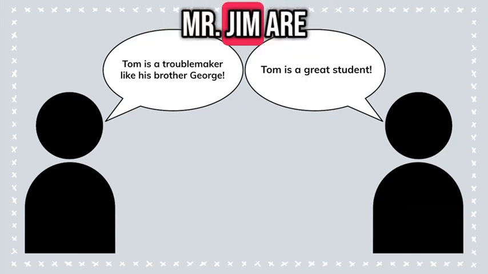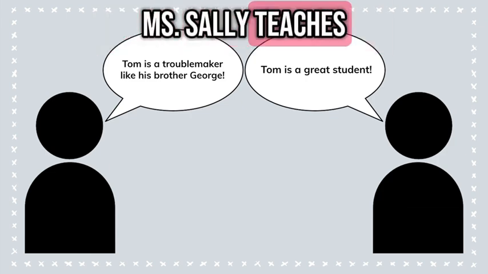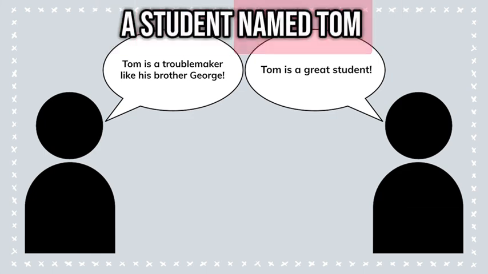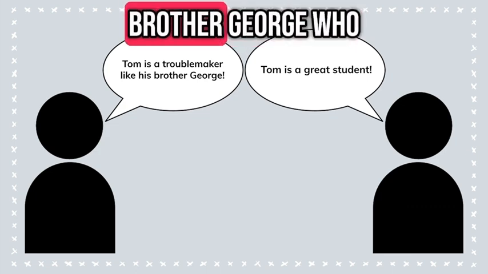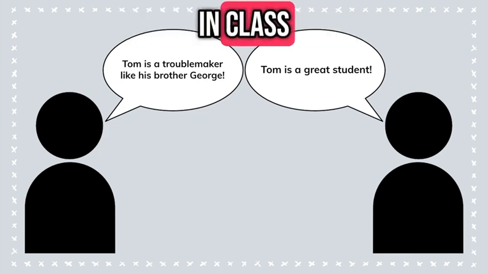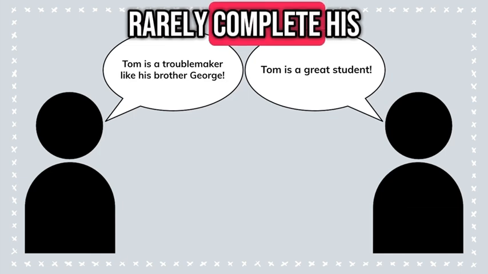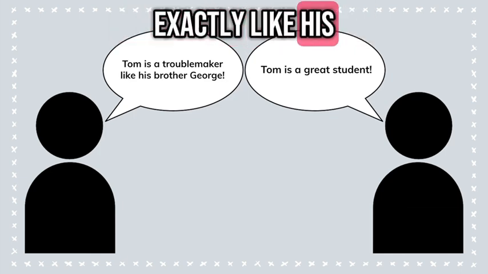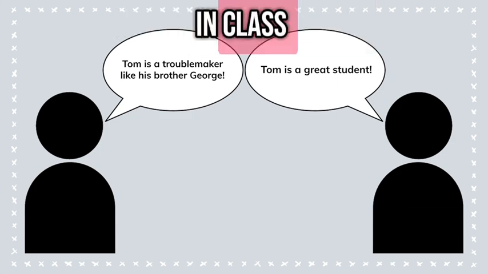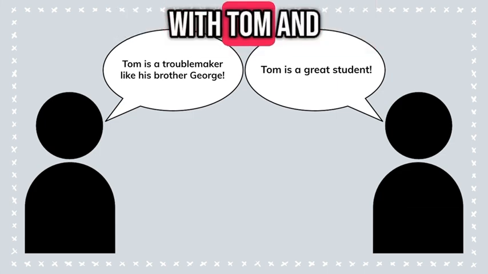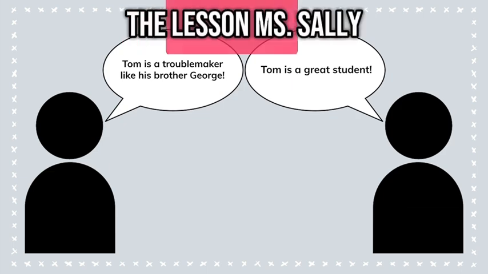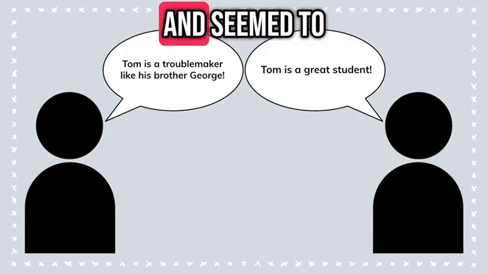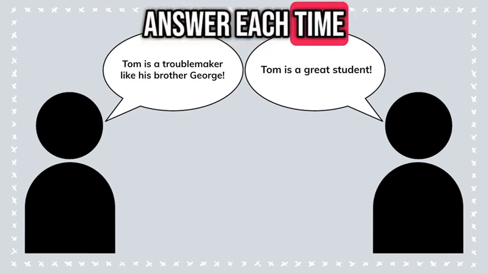Miss Sally and Mr. Jim are both ninth grade teachers. Miss Sally teaches ninth grade math and Mr. Jim teaches ninth grade reading. They both have a student named Tom. Mr. Jim also taught Tom's older brother, George, who was a bit of a troublemaker in class. George would often rarely complete his homework and would regularly disrupt the class. Tom looks exactly like his older brother, George. In class, Mr. Jim would be very coarse with Tom and would never call on him during the lesson. Miss Sally saw that Tom was a hardworking student who never disrupted the class and seemed to have the correct answer each time he was called upon.